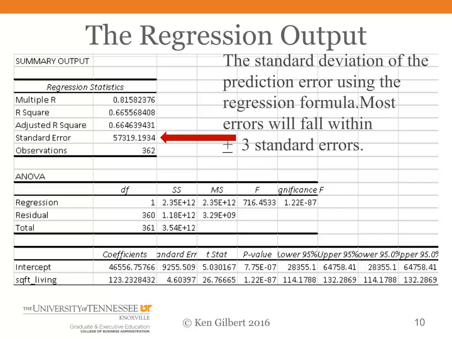And next we have the standard error, and this is akin to our old friend the standard deviation. The standard deviation is the root mean squared error when you're using the average as a prediction. This is the root mean squared error when you're using the regression formula for prediction, or the straight line that we're going to talk about.